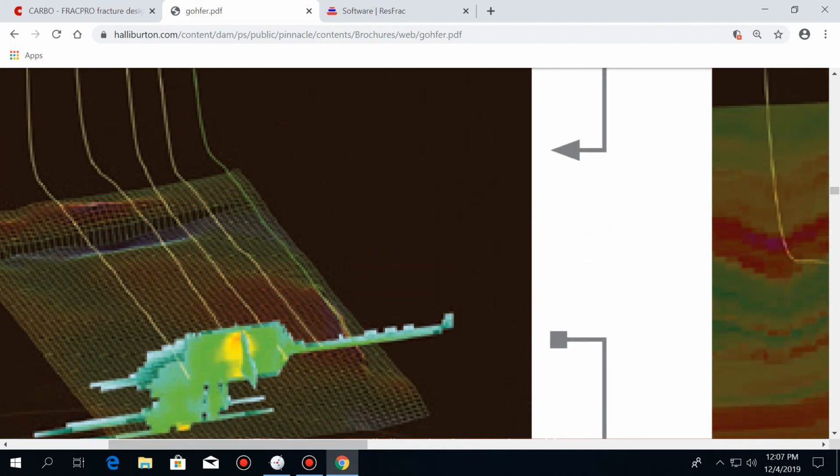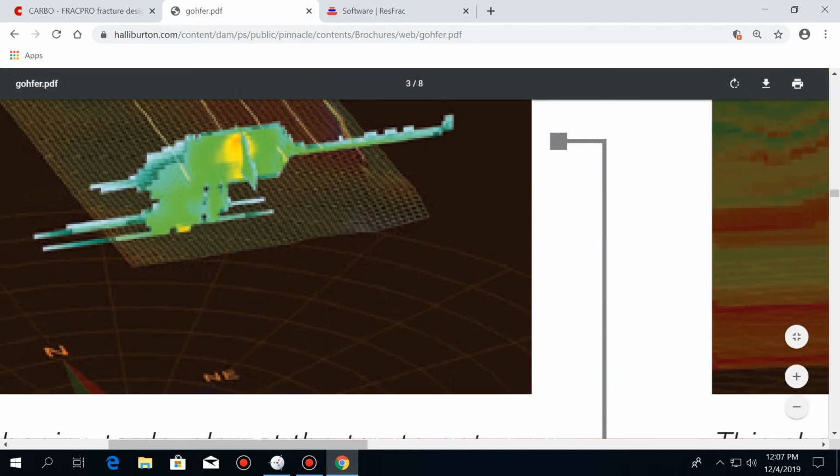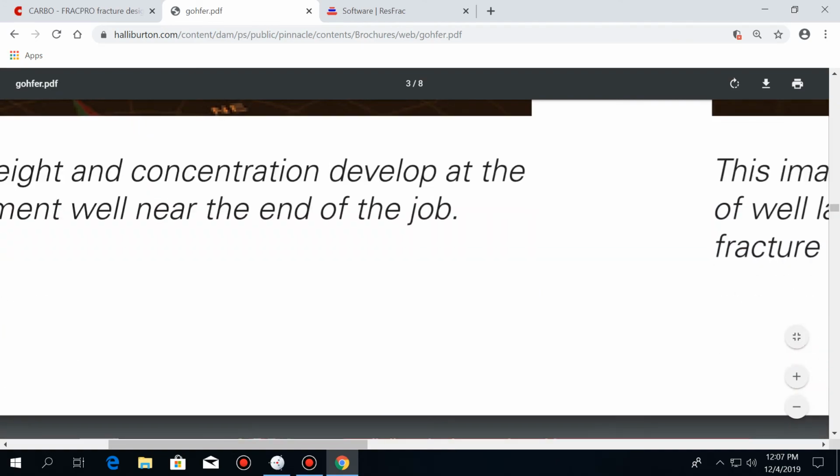And I have one more example about that. Let's see if we find some nice images out of here. So this is another case. You can see how the hydraulic fracture height is variable. Here there is another case.